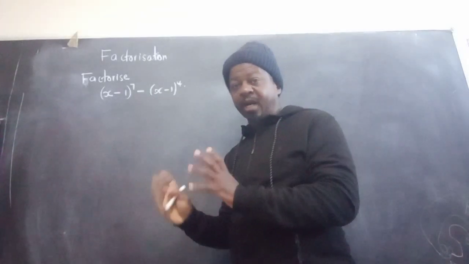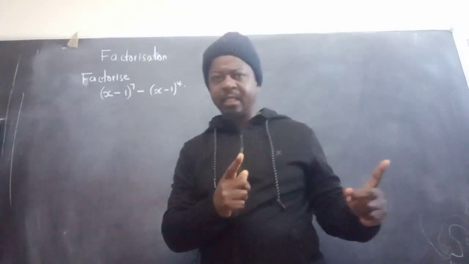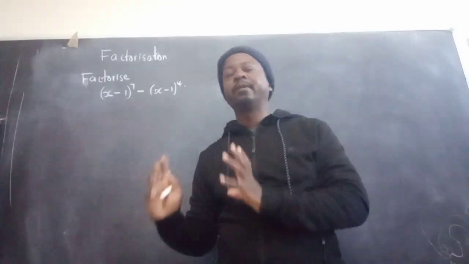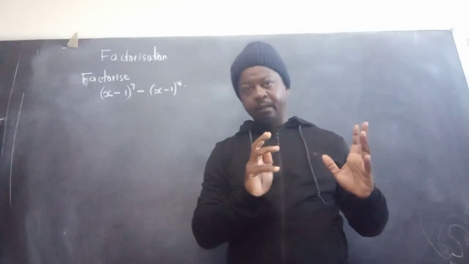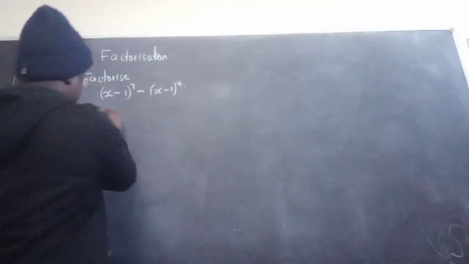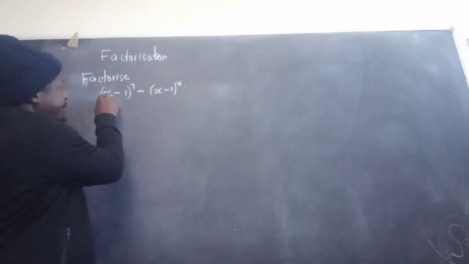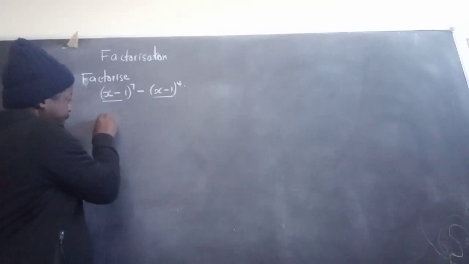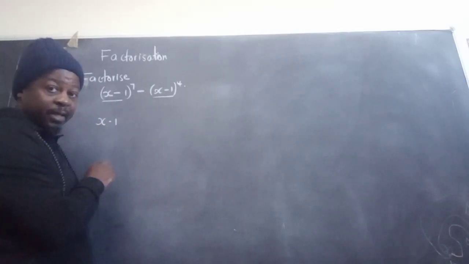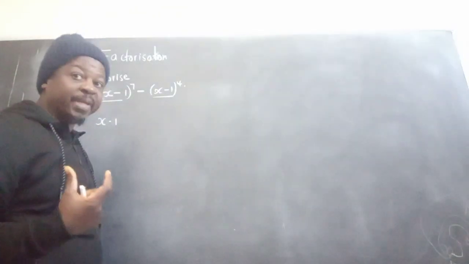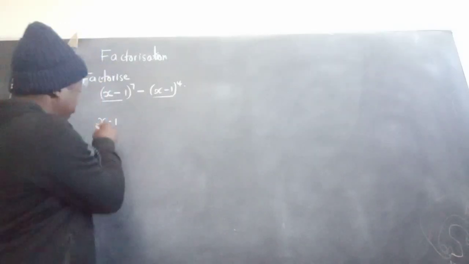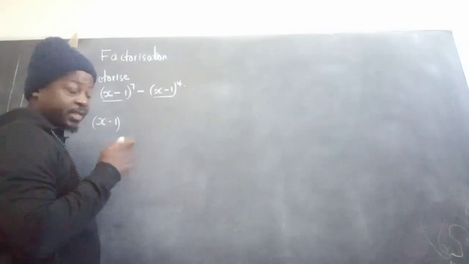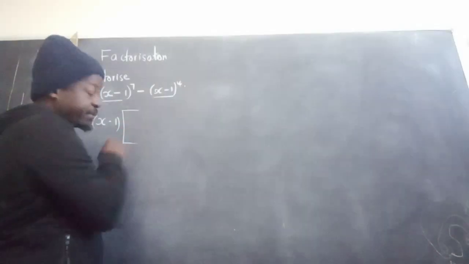When we factor out, I want you to look at factorizing as dividing. So when we factorize this, first find the factor here, which I can see is x minus 1. The bracket x minus 1 is a factor itself. So I take that bracket and factor it out. I'm going to have these square brackets.